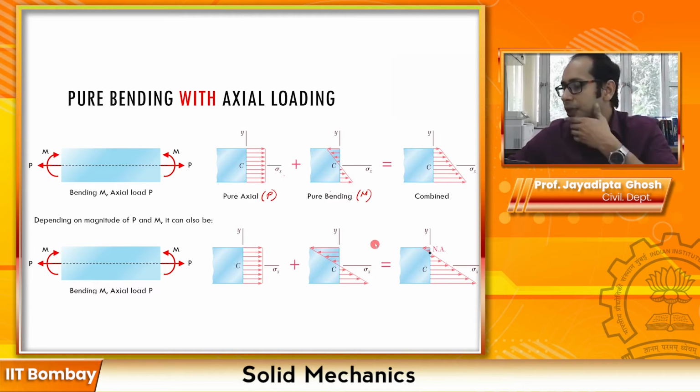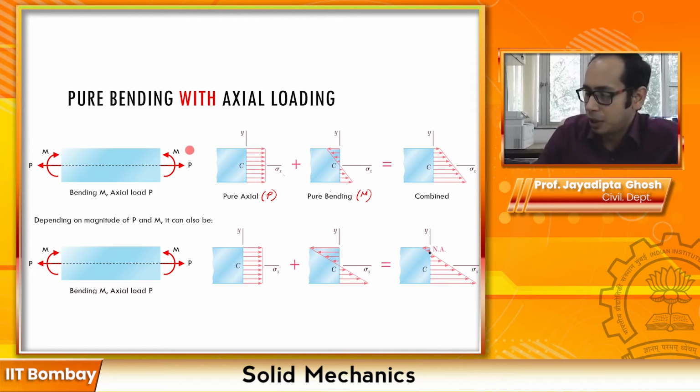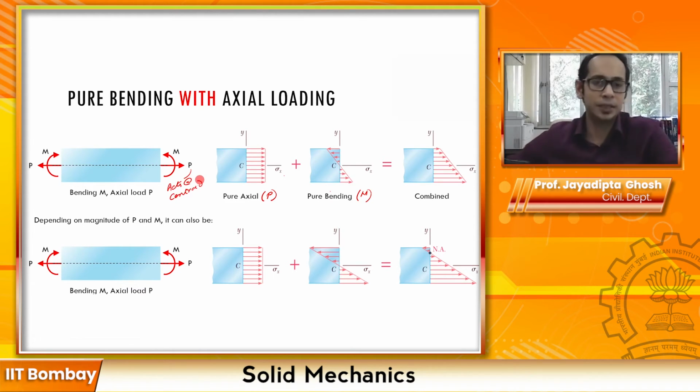Right, now one important thing to note over here is that this stress is uniform throughout. Why? Because P acts at the centroid. So here maybe we make a quick note that here it acts at the centroid, right? So since it acts at the centroid, you're having this sigma x as a uniform distribution.